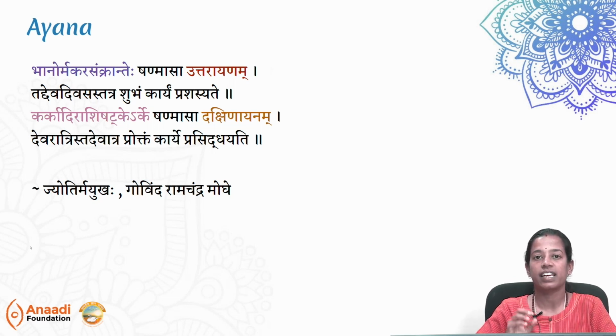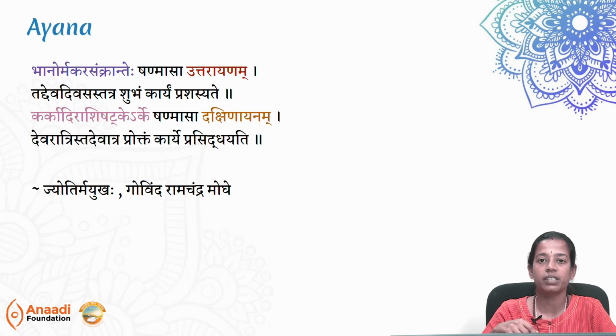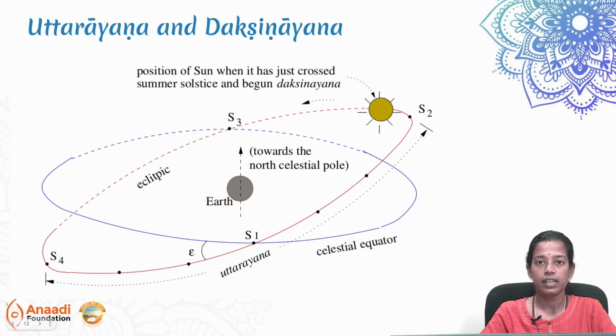Karkadirashi Shatkerke. Then, when the sun is entering the Karkataka Rashi, the next 6 months is called Dakshinayanam or Devaratrihi. Uttarayanam is considered as the days for the Deva. The 6 month span is the day span for Devas, while Dakshinayanam is the Devaratrihi, it's the night. Moving on to the next slide, we will try to understand this using the celestial equator and the ecliptic.